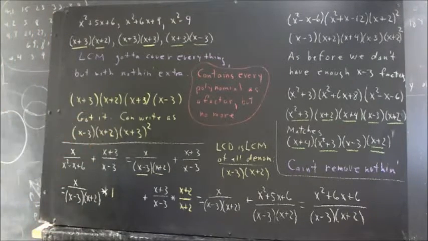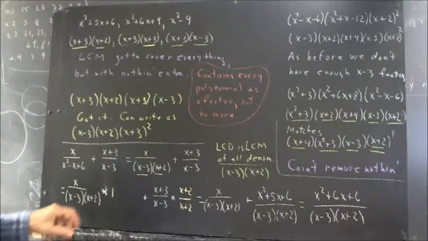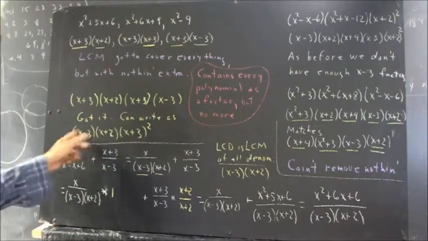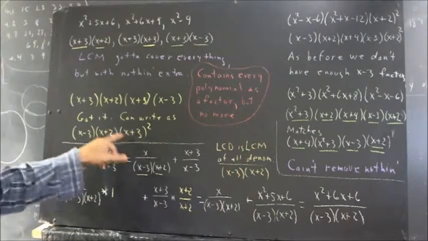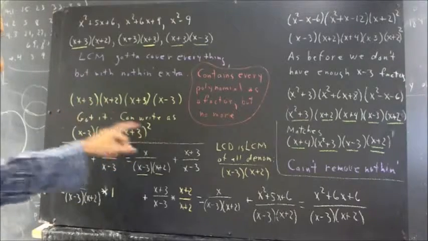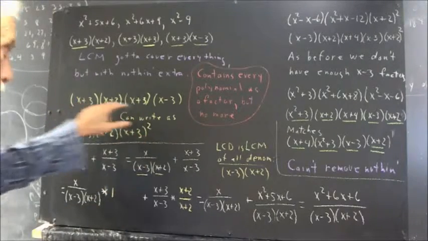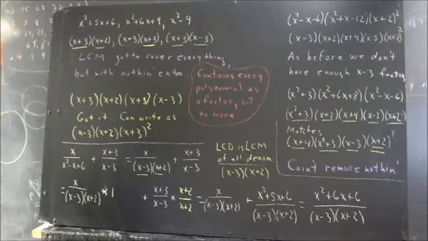So that's it. And of course we can write this as x minus 3 times x plus 2 times x plus 3 quantity squared, just squaring the x plus 3. Okay?